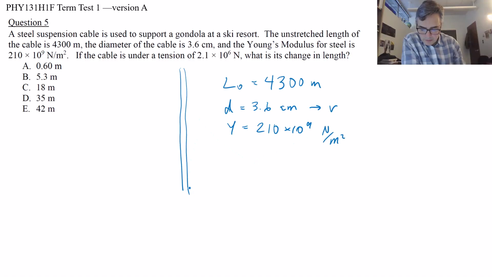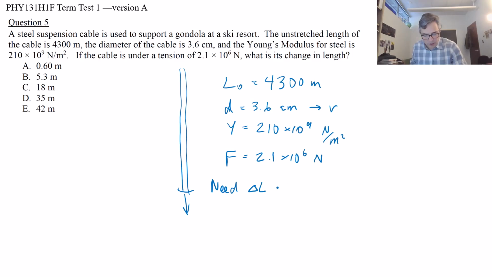If the cable is under a tension, so there's this force here, I guess, is going to be 2.1 times 10 to the 6 newtons. What is its change in length? So we need delta L. If I look at my aid sheet, I've got 1 over Y times F over A times L0. So we need to find A.